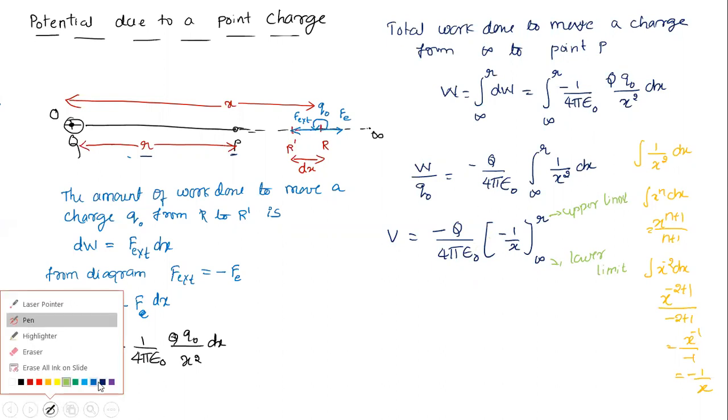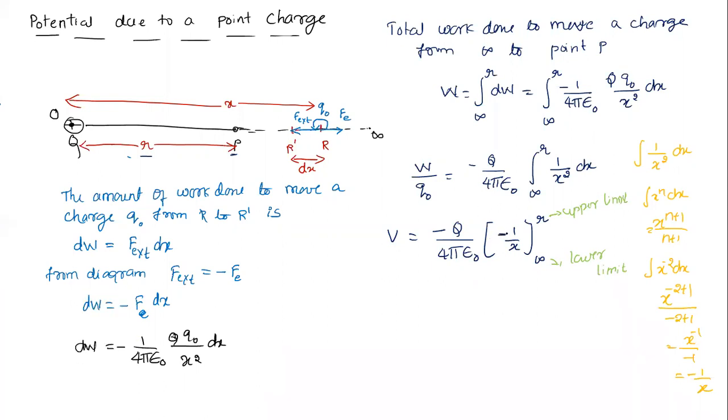Before that, there is a negative sign inside which we take outside. There is one more negative here. Negative into negative becomes what now? Positive. So potential V becomes Q divided by 4 pi epsilon naught multiplied by 1 by R minus 1 by infinity. What is the value of 1 by infinity? It is an undetermined form, so we cannot determine its value. So we will neglect it and take it as 0. So it will become V equal to 1 divided by 4 pi epsilon naught multiplied by Q by R.